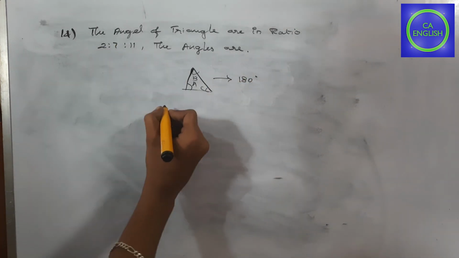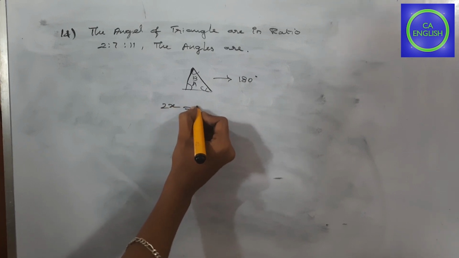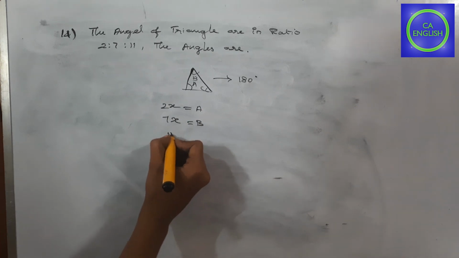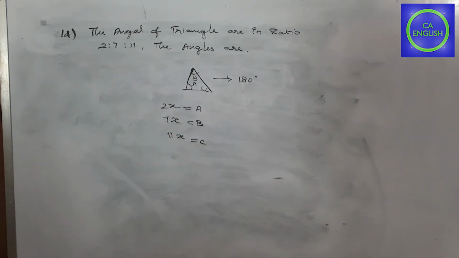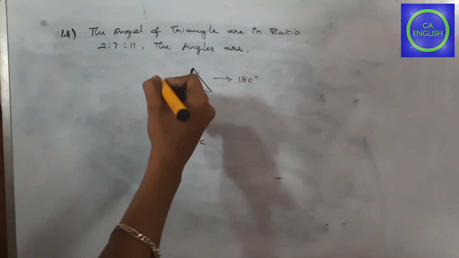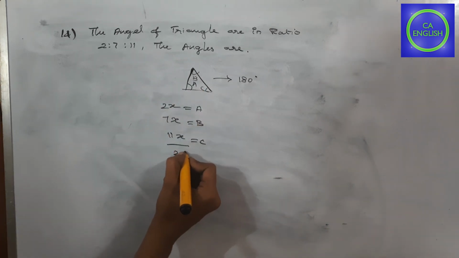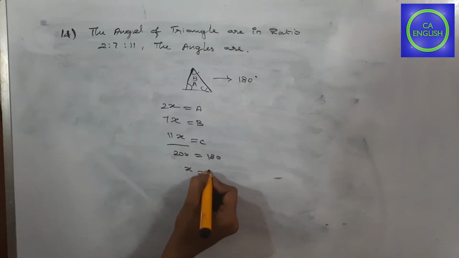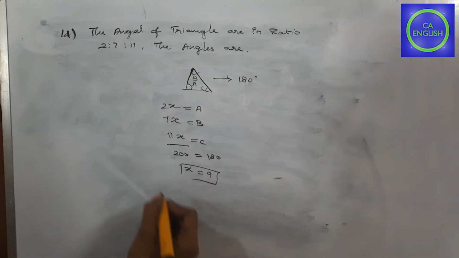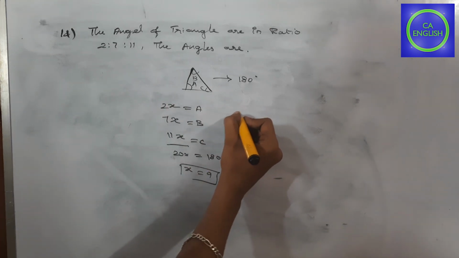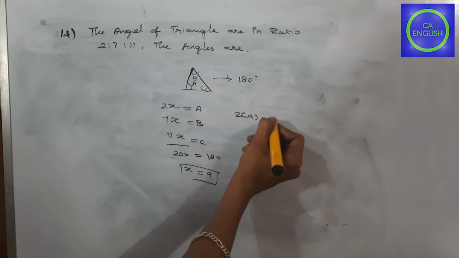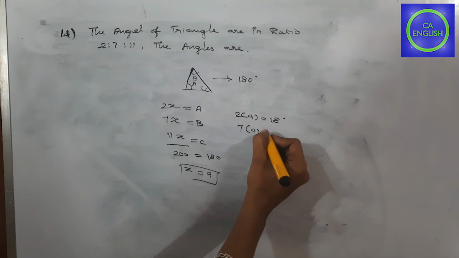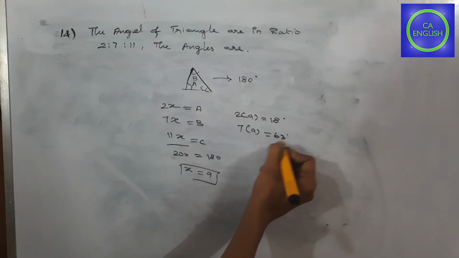The given is 2x equal to A, 7x equal to B and 11x equal to C. Add the three ratios, you will get 20x equal to 180 degrees. Therefore, x is equal to 9. Apply the value of x into them. Therefore, 2 into 9 equal to 18 degrees. 7 into 9 equal to 63 degrees.